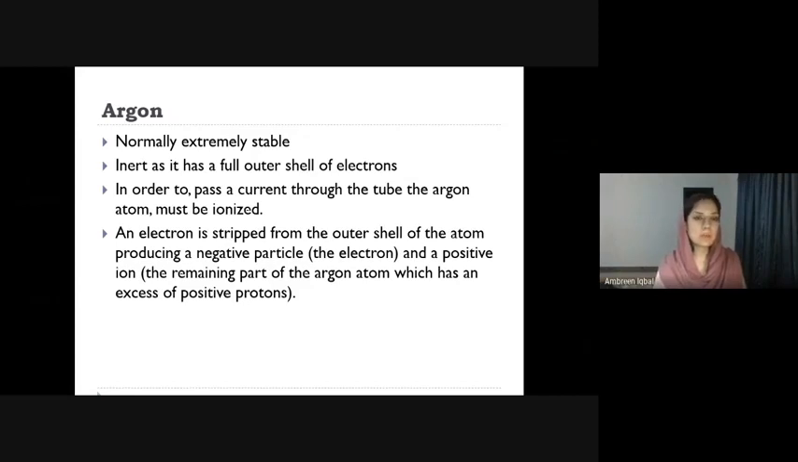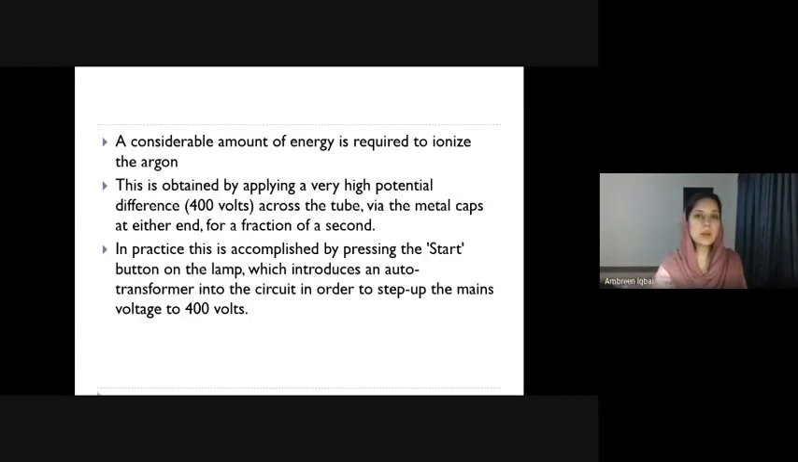Whenever we apply a high potential difference, an electron is stripped from the outermost shell of the atom, which produces a negative particle, and the remaining particle is positive. The considerable amount of energy we use to ionize the argon is obtained by applying a very high potential difference across the metal caps, and this is just for a fraction of a second. In practice, this is accomplished by pressing the start button on the lamp, which introduces an auto transformer in the circuit in order to step up the mains voltage to 400 volts.